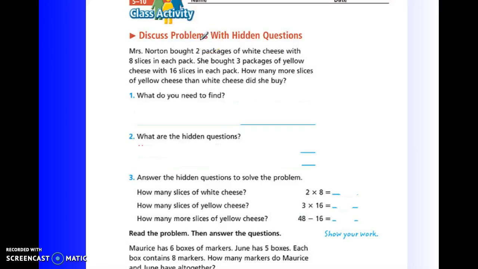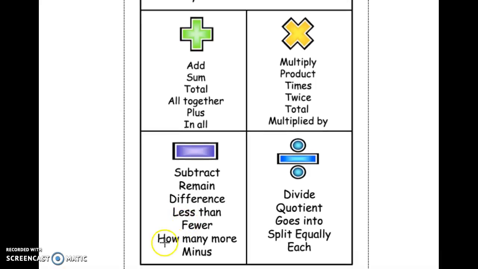So again, the first thing that we do is we circle the numbers that we see. She has 2 packages of white cheese, and there's 8 slices in each, and then she bought 3 packages of yellow cheese with 16 slices each. And then I underline the question: how many more slices of yellow cheese is there than white cheese? Or how many more slices did she buy? And then I box any key words. Remember those key words we were talking about? I see one right here. It says, how many more? If I flip back over to my keyword page, there it is. How many more? It wants me to subtract. Eventually, in the problem, I have to subtract.